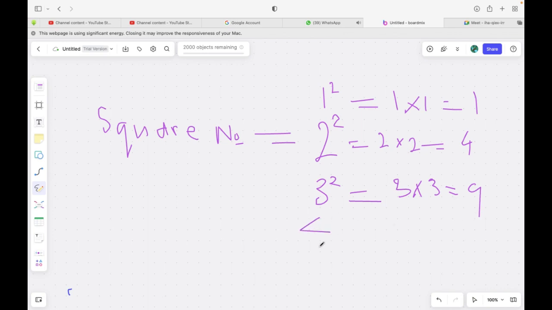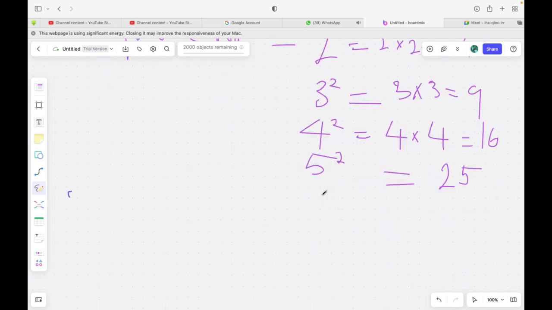For 4 square, it's the same. 4 square will be 4 times 4, which is 16. For 5 square, 5 times 5, which is 25. I will not be multiplying anymore. I'll just put the square and then the answer. 6 square will be 36. That means 6 times 6 we get 36.